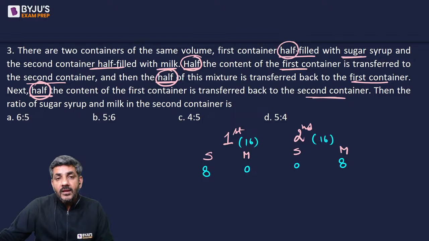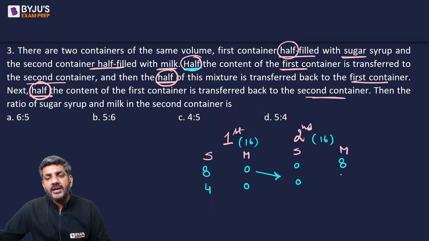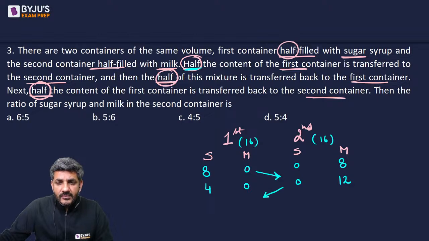Let's have a look now. Now half of the contents from the first container are transferred to the second. यहां से half चला जाएगा, तो half रह जाएगा. It will be 4, 0. 0 का half आया, 0 हुआ. वहां से 8 का half 4 आया, तो ये total 12 हो गया. So milk is 12, sugar is 0. यहां पे sugar is 4, milk is 0. Then half is transferred from here to here. Half ले आइए. Milk का half आ जाएगा 6.